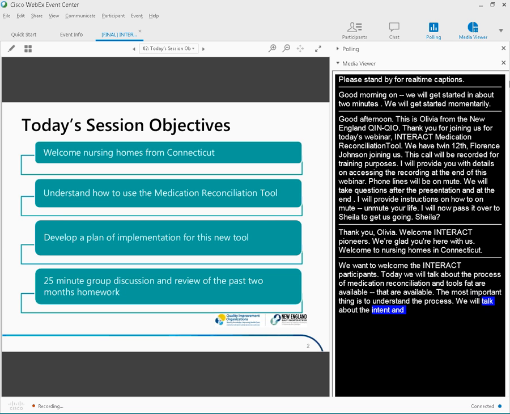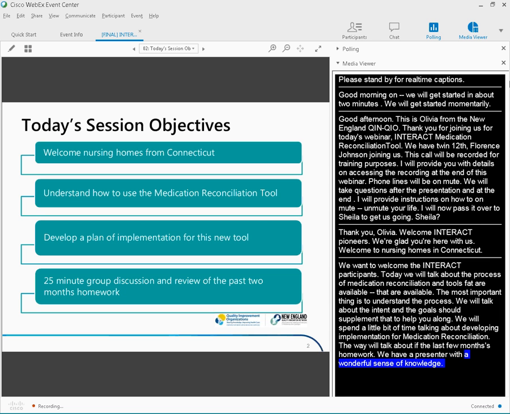We're going to spend a little bit of time, if we can, talking about developing a plan of implementation for medication reconciliation using one of the tools, if that's something you need to do in your home, if you don't have that process embedded already. And then we're going to talk a little bit about the last 2 months' homework. I hope we have a presenter here today with a wonderful fund of knowledge, and we want to give her as much time as she requires to get through the presentation. So if we get a little tight at the other end, we'll compress that, and we'll let everyone busily be on their homework.